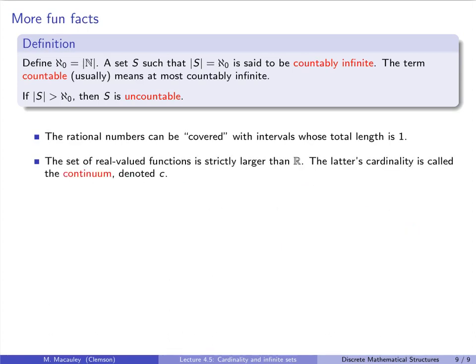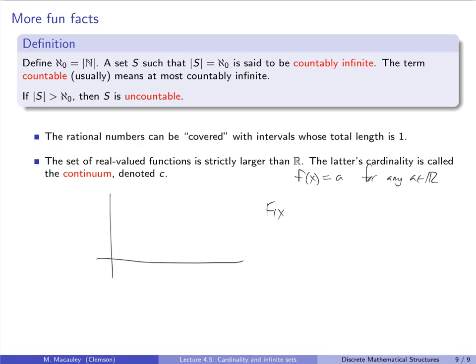The set of real-valued functions is strictly larger than the real numbers. And that's actually not surprising. Let me actually convince you of it right here. So, first of all, for any real number, you can define a function, as I've said before, f of x equals the constant function a for any a. So there's at least as many functions as real numbers, but more so for any subset.